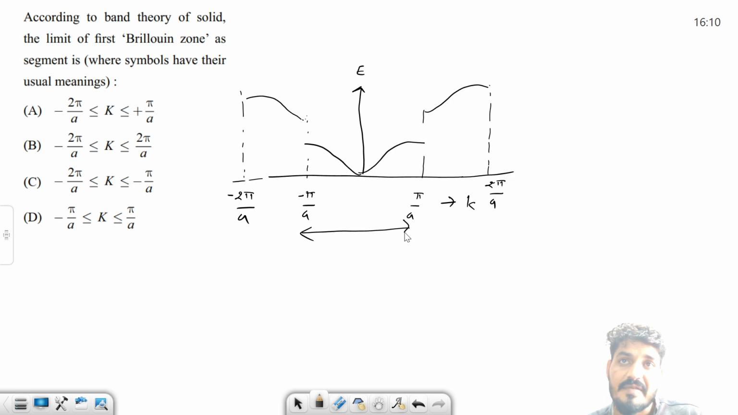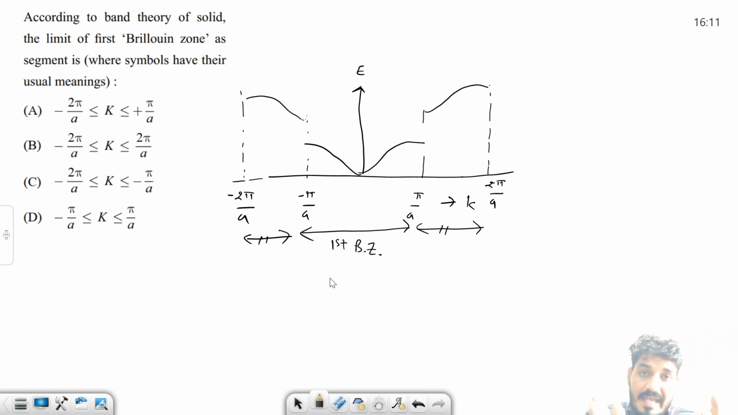This region is the first Brillouin zone. If they ask you what is the first Brillouin zone, then this region is the first Brillouin zone. Remember. And if they ask you the second Brillouin zone, then remember this one plus this one. This plus this is the second Brillouin zone. Fine.